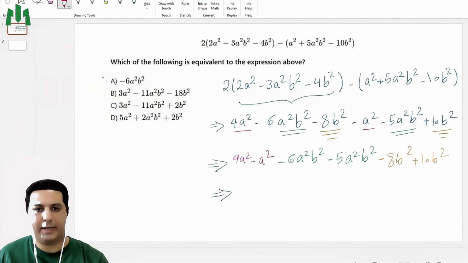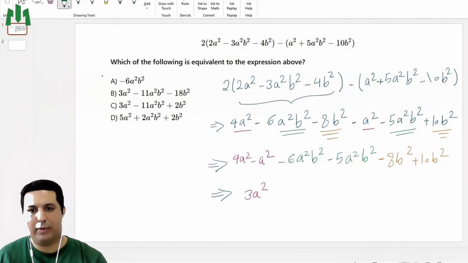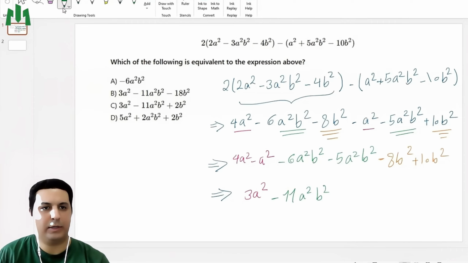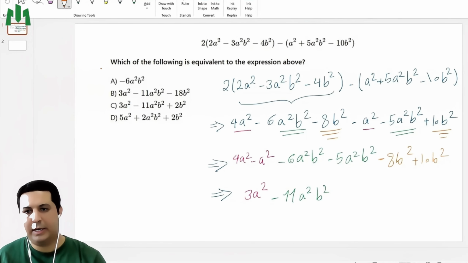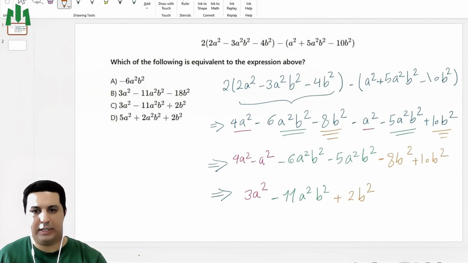So as you see here, 4a2 minus a2 is 3a2, minus 6a2b2 minus 5a2b2 is minus 11a2b2, and the last one is minus 8b2 plus 10b2, which is plus 2b2. So as you see here, this is the final answer.